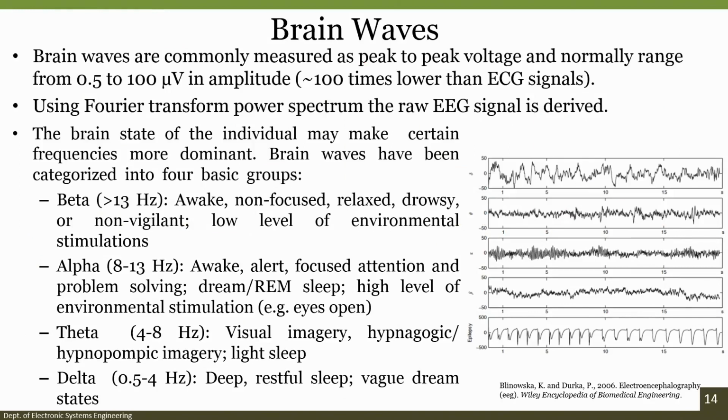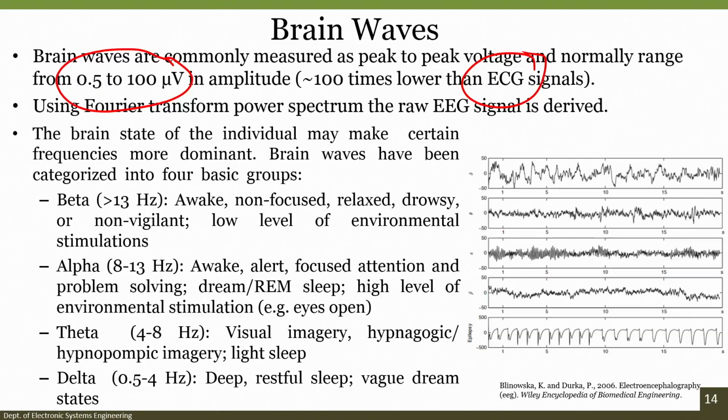So, now we understand that by placing an electrode on the scalp we can measure brain waves. What are brain waves? Brain waves are commonly measured as peak to peak voltage and normally range from 0.5 to 100 microvolts in amplitude, which is approximately 100 times lower than the ECG signal. It is only a few microvolts, whereas in ECG it is about a few millivolts. That is why there is difficulty when you measure this signal, because you have to take care of the noise interfering with your signal.